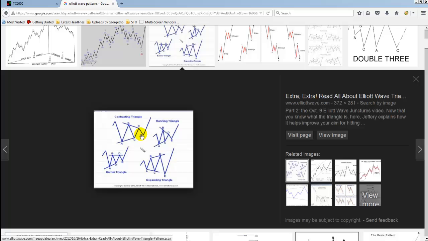So it's a contracting triangle. At the point E, because we have A, B, C, D, E, the pattern is completed here. Very often you see this, especially on a daily chart. So this strategy is very good. You are looking for this type of trading setup on a daily chart. If it's not clear on the daily chart and the pattern is completed, switch to the hourly chart.